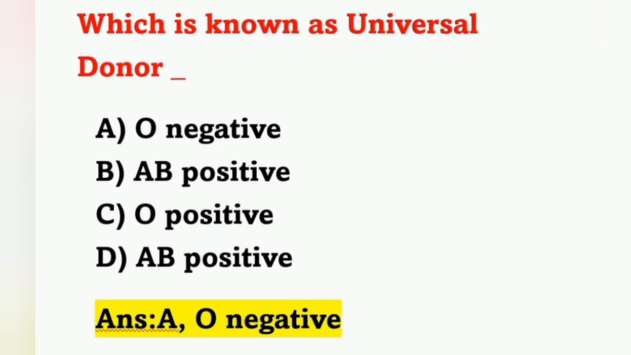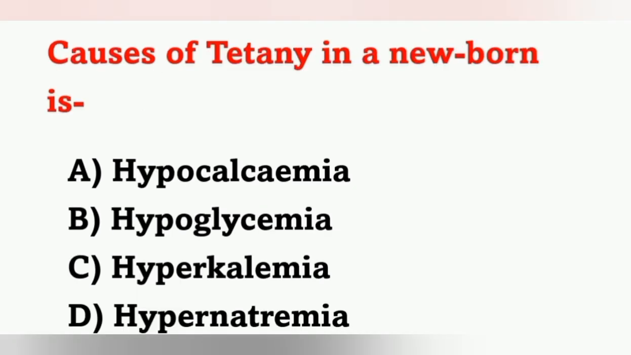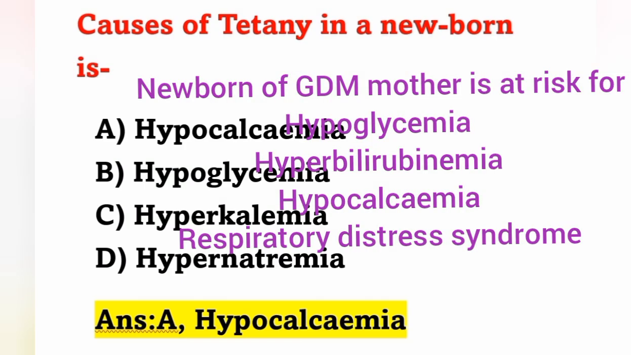And the next question, cause of tetany in a newborn is? Option A hypocalcemia, option B hypoglycemia, option C hypokalemia, option D hypernatremia. Question is, what is the cause of tetany in case of newborn? It is due to hypocalcemia. Option A is the correct answer. Decreased serum calcium level will lead to tetany.